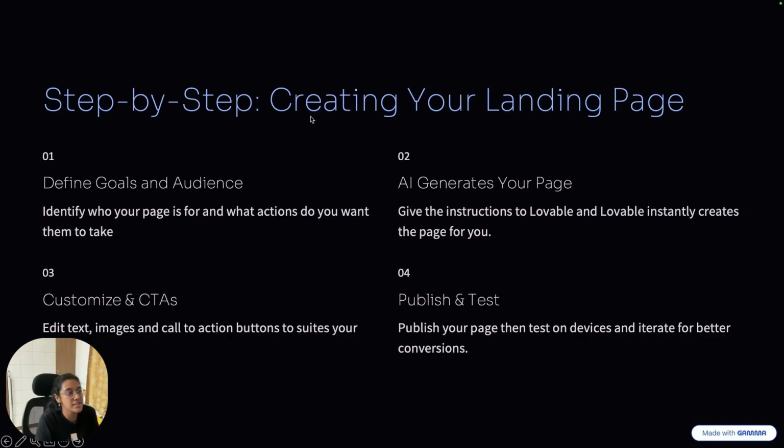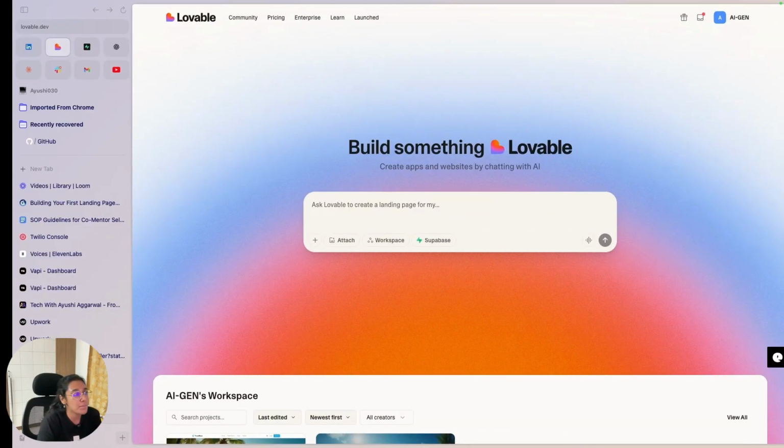Now let's go and start building a landing page. Okay, the first step is you define your goals and audience. You decide what kind of page you're trying to make, and what purpose your page has to serve. For example, let's take an example today for building a page for an AI workshop that we are conducting on a coming weekend.